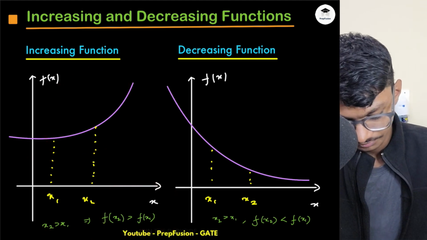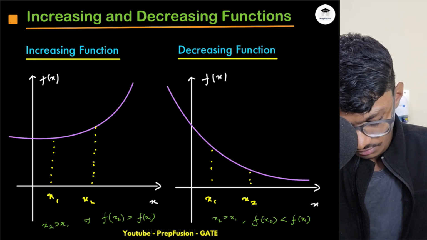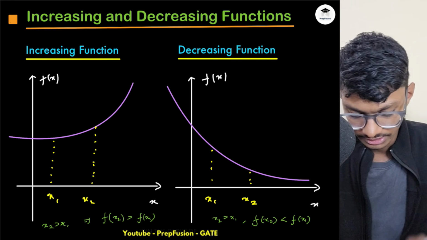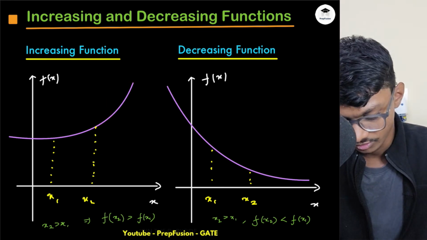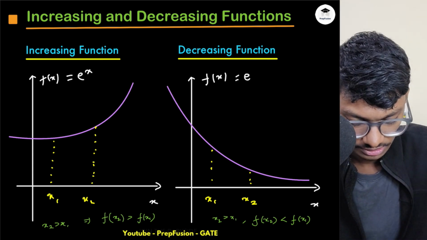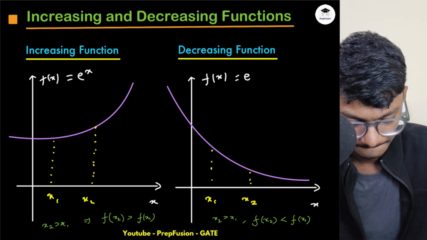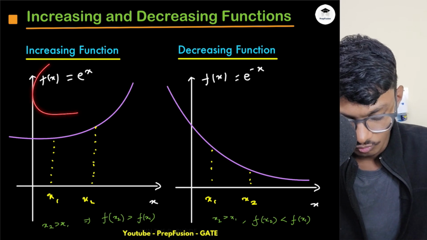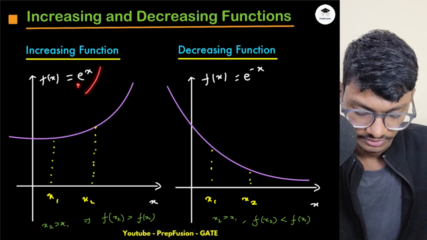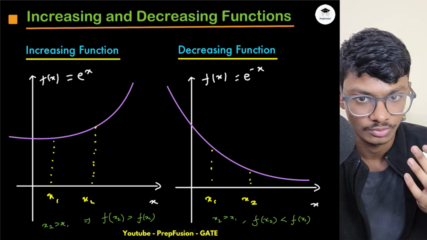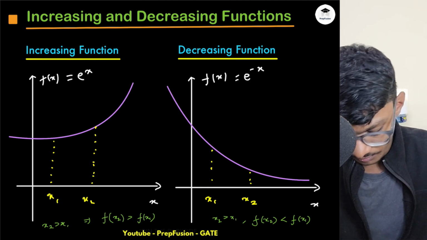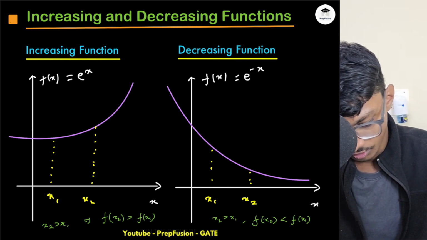Is there any other way you can quantify? This graph is basically e raised to power x, and this graph is basically e raised to power minus x. The funny thing is that e raised to power x is always positive, and if I find its derivative, that will also be e raised to power x, and that also will be always positive. So the slope will always be positive.